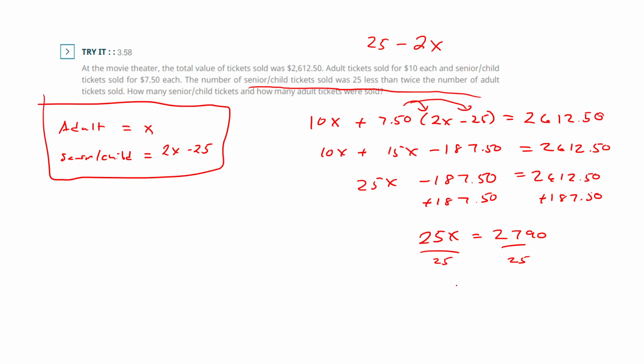And something has gone wrong. Let me double check here. So $10 each. 25 less than twice the number of adult tickets.